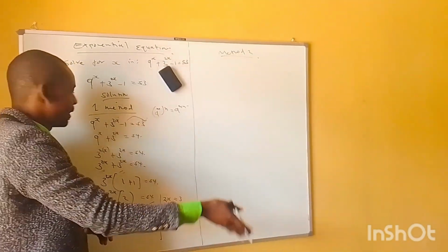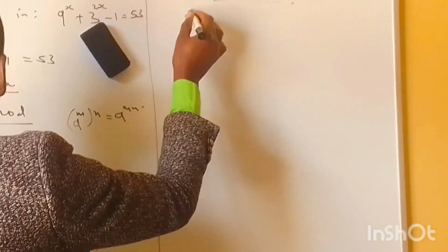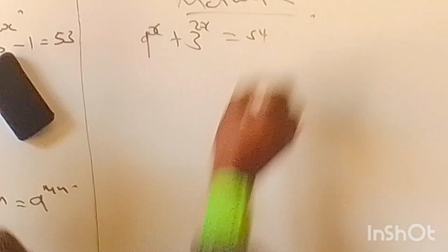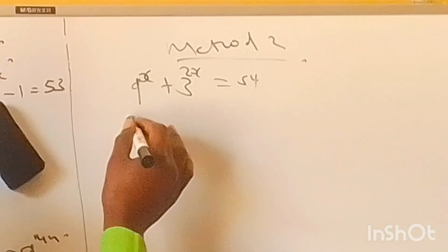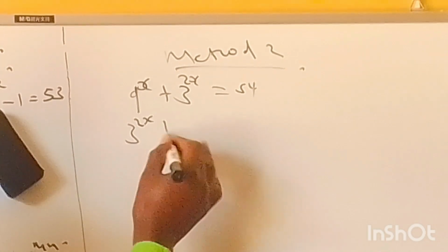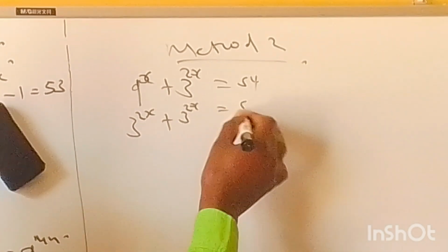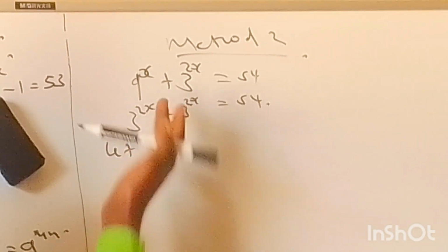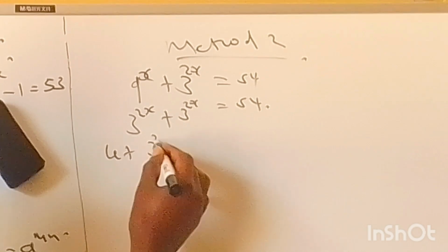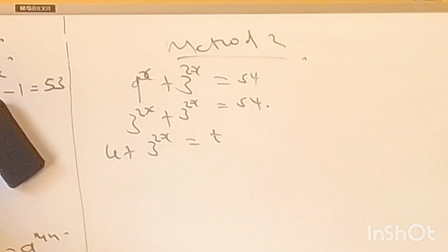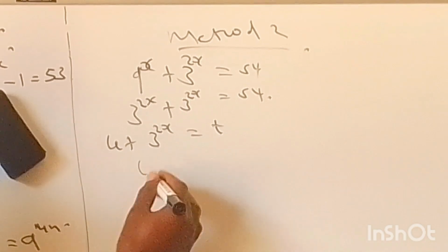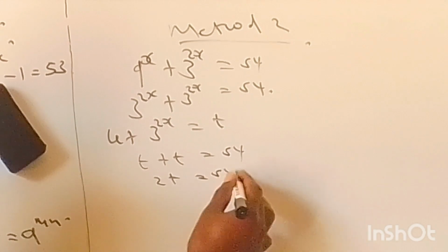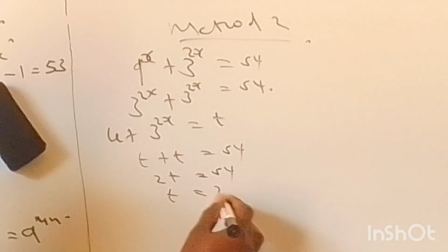Again, just take that 1 to the other side. So we have 9 raised to x plus 3 raised to 2x is equal to 54. Then change this 9 to base 3. We have 3 raised to 2x plus 3 raised to 2x is equal to 54. Then you can say, because 3 raised to 2x is here and there, let 3 raised to 2x be a certain value, maybe t. Then we have t plus t is equal to 54. Then 2t is equal to 54. Then t is equal to 27.